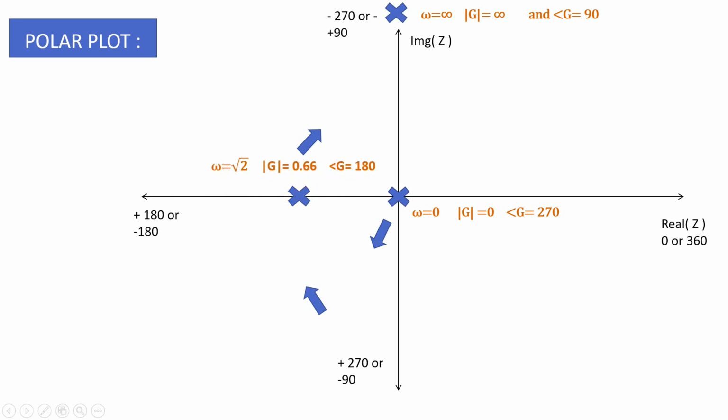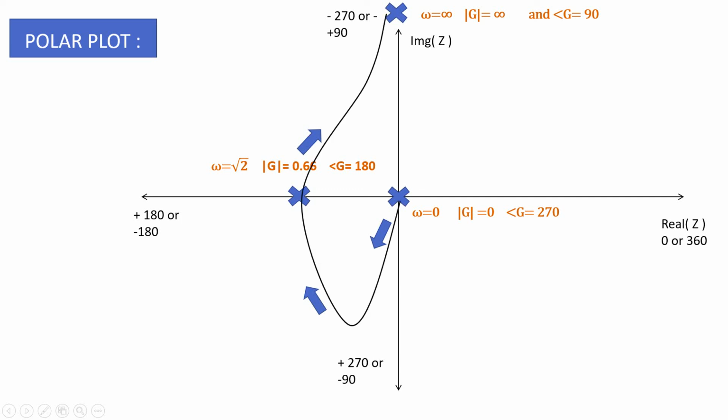We obtained this by equating the imaginary part of this frequency response to 0. Imaginary part equal to 0 means nothing but the intersection with the real axis of the polar plot. So based on increasing omega frequency, we have omega equal to 0 and it is going towards 270 degrees in this way, and it should touch the 180 degrees at omega equal to square root of 2, and at omega equal to infinite it should reach in this way.